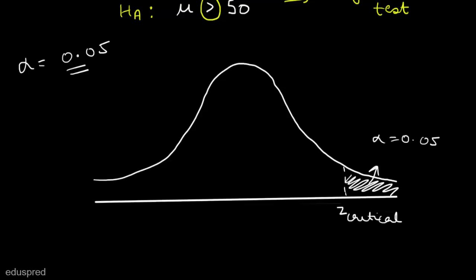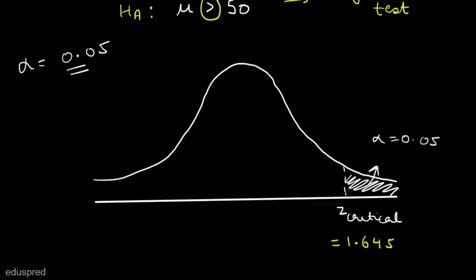We can find the value of Z critical by looking at the Z table. Basically, we have to find that value of Z such that the area to the right of that value is 5%. So I'm writing the direct answer here. Once you see the table, you will find that this Z value is 1.645. So the Z critical value is 1.645.